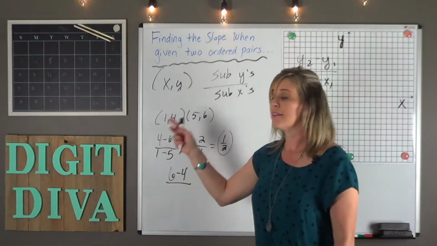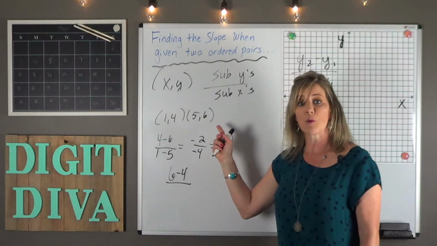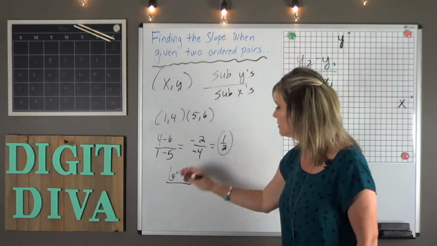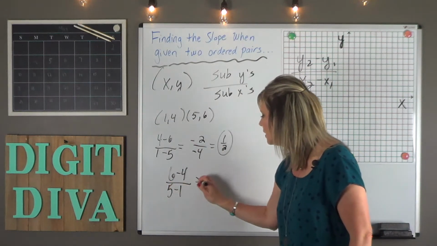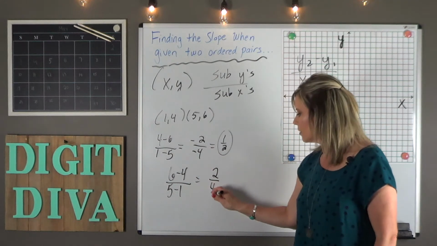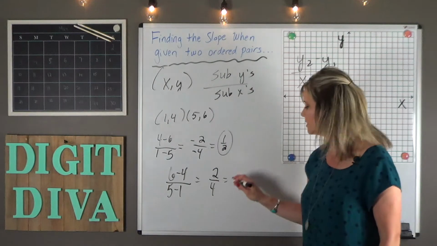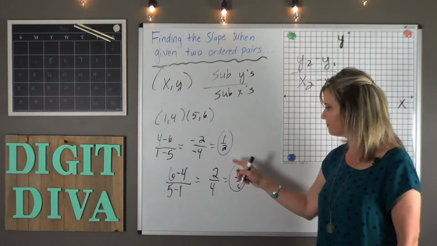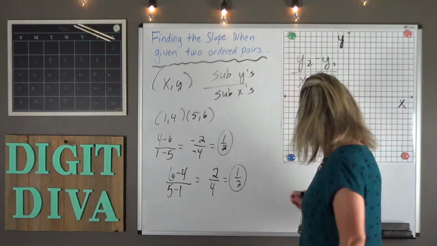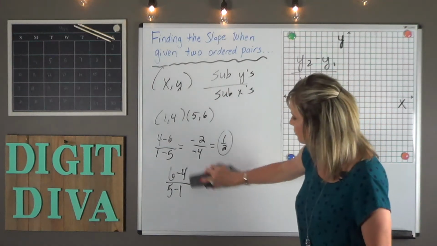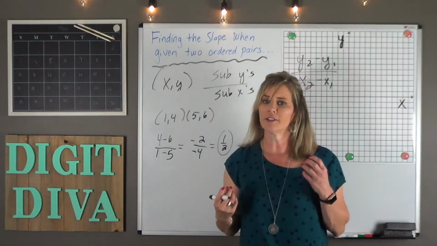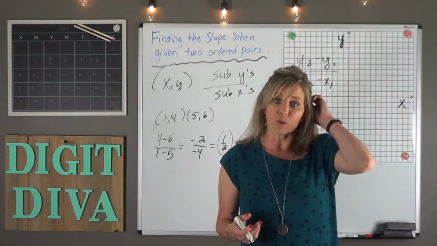Since I started with the second set of parentheses for my y's, I have to start here again for my x's, which would be 5 minus 1. And I am left with 2 divided by 4, positive 2/4 equals 1/2. Did we get the same slope? Absolutely. Now, what I want to show you is what will happen if I don't stay in the correct order.